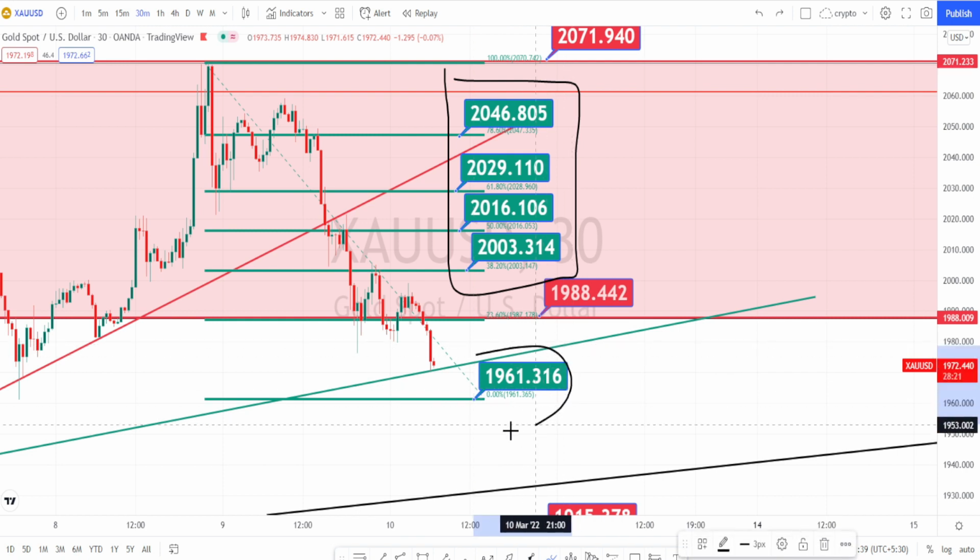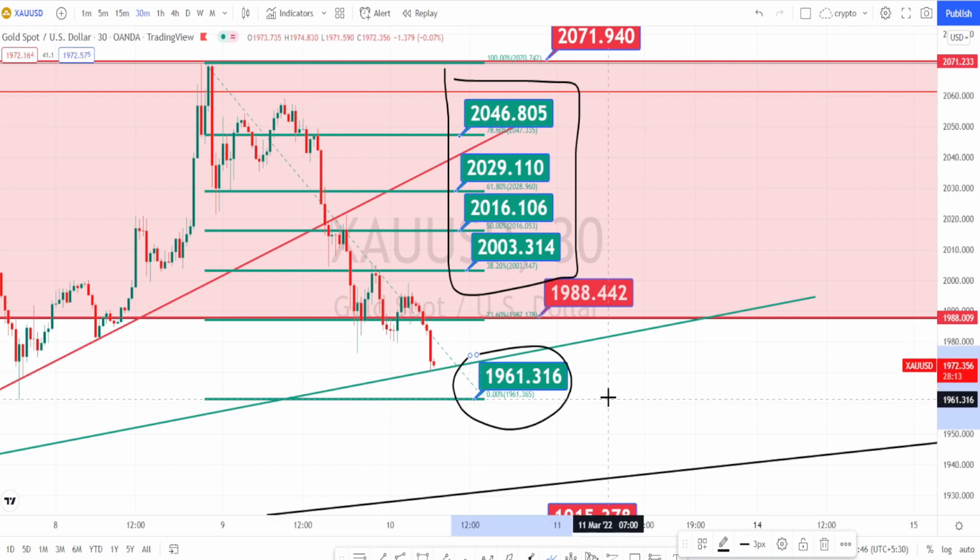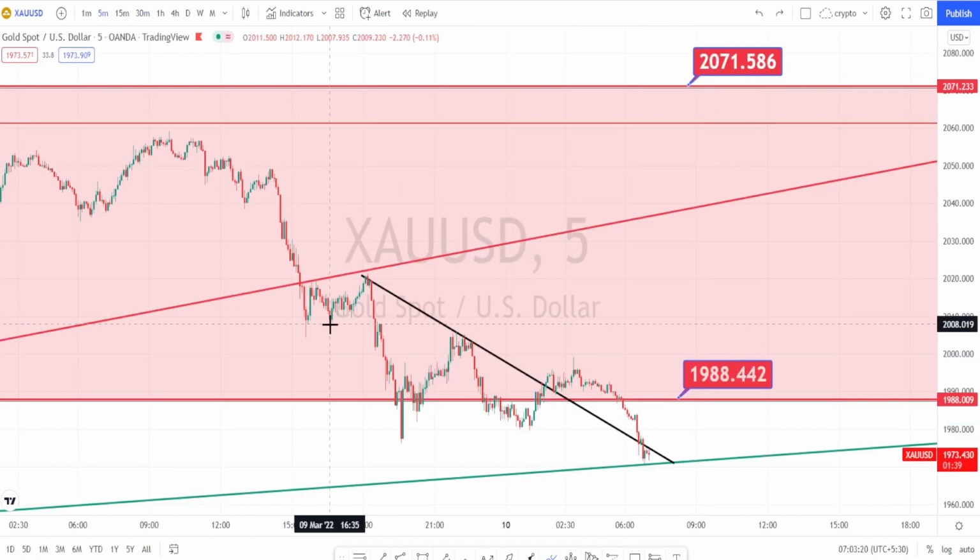Let us wait and see if the price action breaks this support level of 1961, which is the 100% retracement in the 30 minutes time frame. Let us do the analysis in the 5 minutes time frame. I'm in the 5 minutes time frame now.